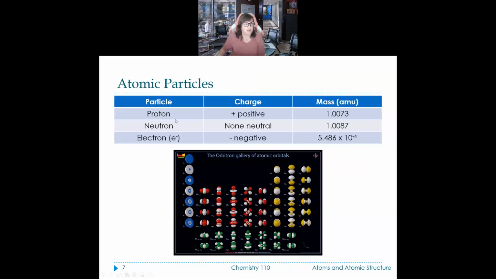When we talk about these atomic particles, we talk about proton, neutron, electron. Again, a proton is positive charge, neutron is no charge, neutral, and electrons, E-, or negative charge. The mass in AMUs for a proton is 1.0073, for a neutron is 1.0087, and for an electron is very, very, very small. So we typically don't talk about electrons when we talk about the mass of the atoms.